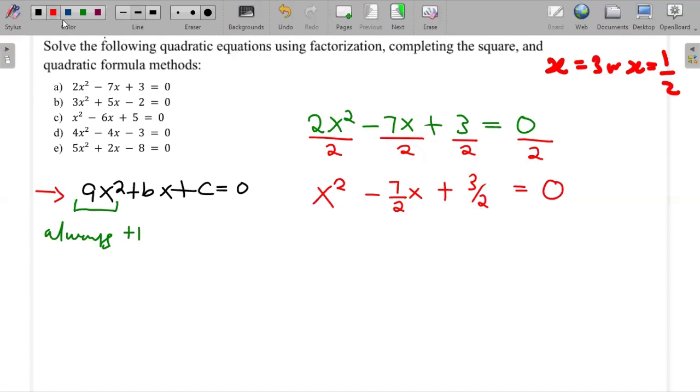The second step is to form what we call a perfect square. No wonder we say completing the square, because we want to form a perfect square. So how do you form the perfect square? You write the quadratic equation as it is: x squared minus 7 over 2 x.